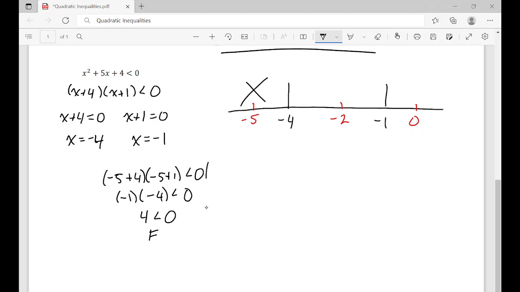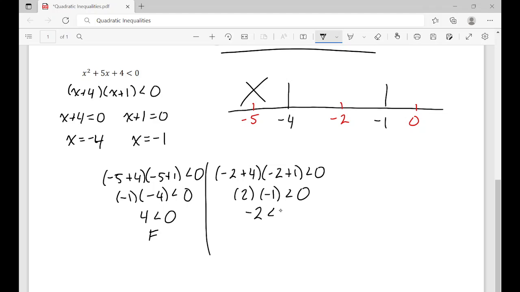Now I'm going to do negative 2. So (negative 2 plus 4)(negative 2 plus 1) less than 0. So I'm going to get positive 2 here, negative 1 here, and then I'll multiply these two together and I'm going to get negative 2. And I ask, is negative 2 less than 0? And it is. All is well, so that means everything in this area is good.